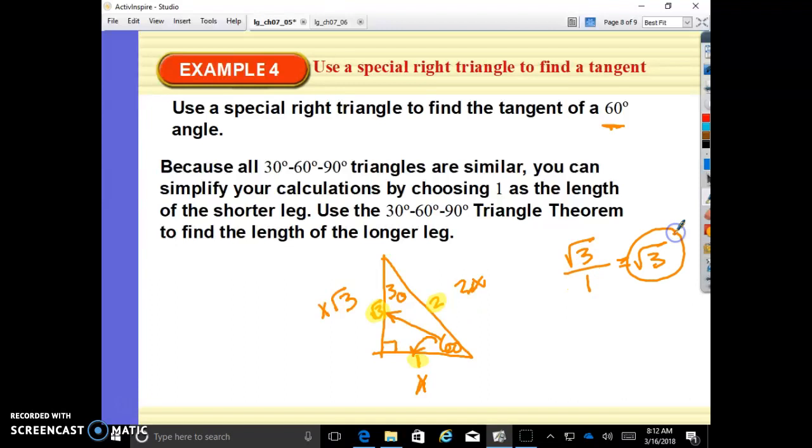Let me show you something really cool. Pick up your calculator. 3 square root button is going to be 1.732050808, right? Now do 60 tan button, and you get the exact same answer, which proves that this works. Make sense?